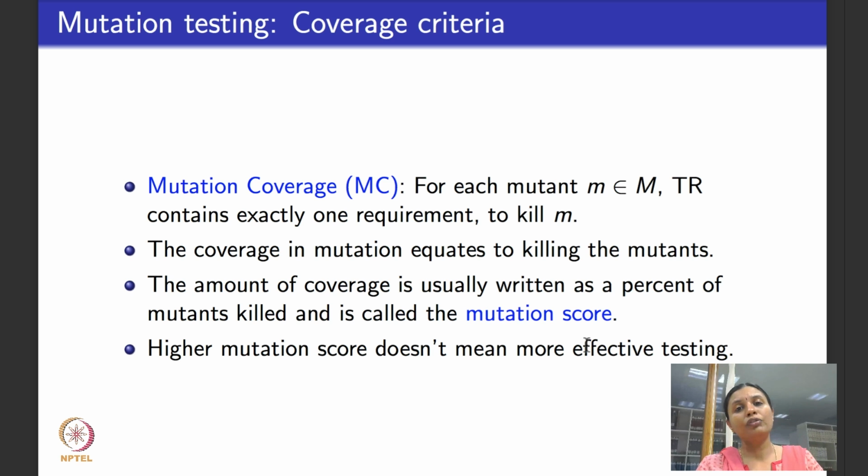Suppose for all the 15 different mutants that you wrote, you managed to write test cases that kill all the 15 different mutants. That doesn't mean that you've tested in a more effective way. It's in fact a myth to believe that the more mutants that I write and kill, the more effective that I have tested the program. These two don't really correlate to each other.